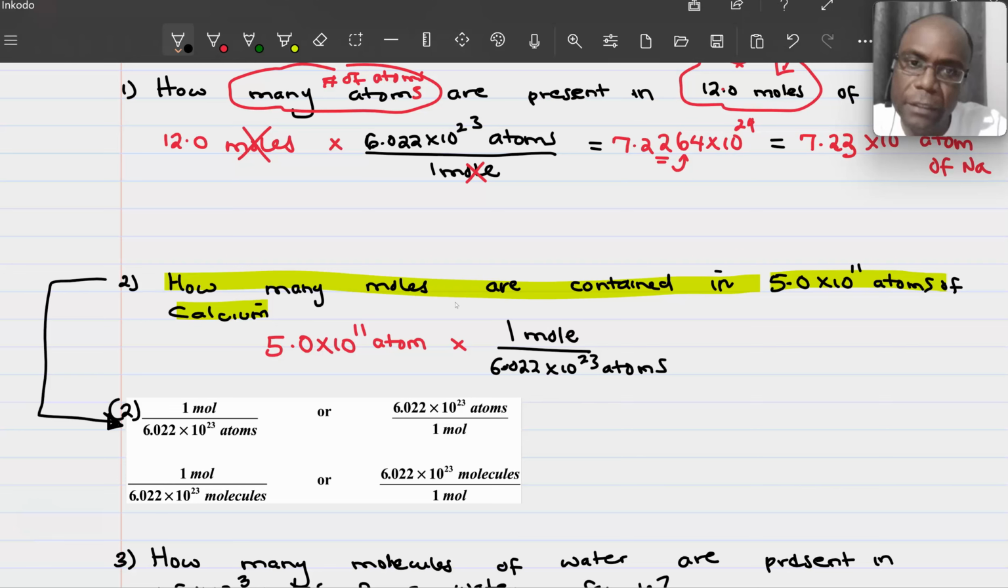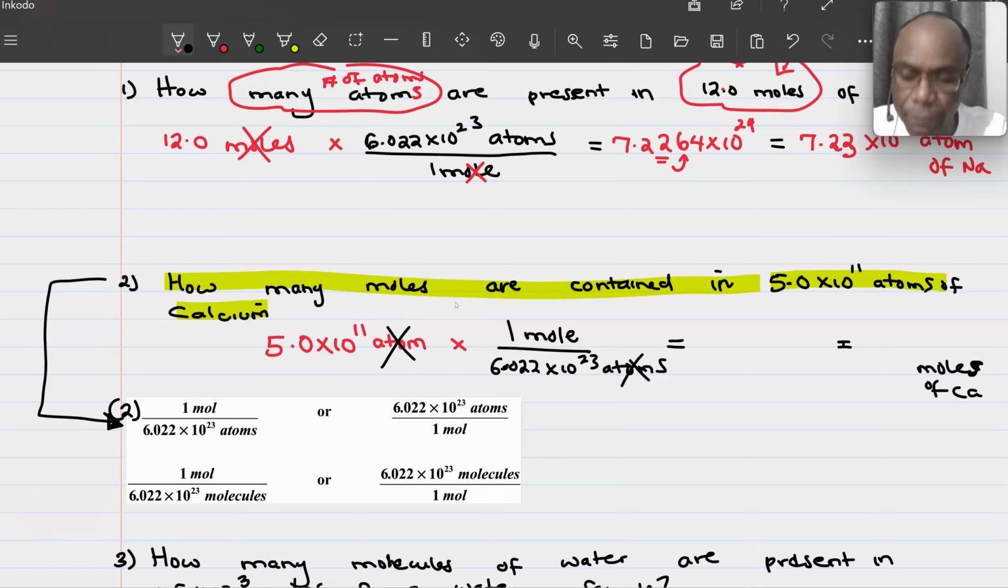Why do we need it set up this way? So that the atoms will cancel. Our answer will read something moles of calcium, which is what we want. So all that is left is for me to do the math. 5 exponent 11 divided by 6.022 exponent 23, the Avogadro's number.